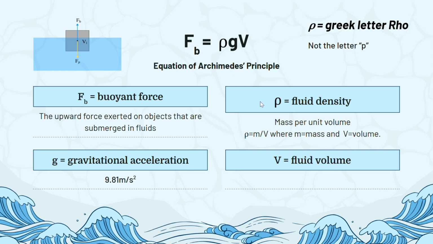Rho, which looks like the P, is fluid density. Fluid density is mass per unit of volume. Here's the equation written out, and that's what they equal. g is the gravitational acceleration, 9.81 meters per second squared. V is just the fluid volume, which you can find from measuring pure liquid or water.